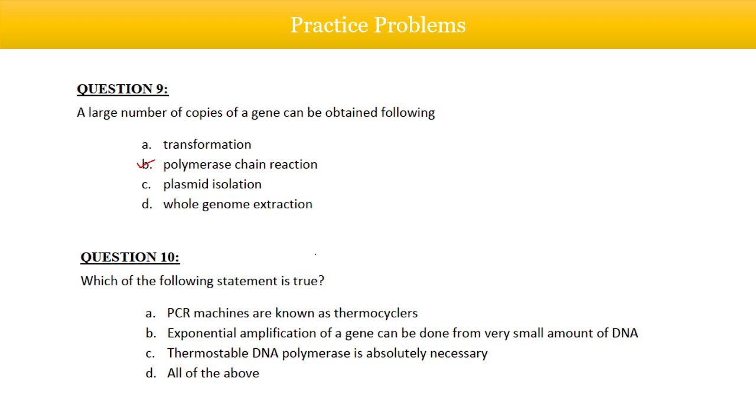Question 10. Which of the following statements is true? PCR machines are known as thermocyclers. Exponential amplification of the gene can be done from a very small amount of DNA. Thermostable DNA polymerase is absolutely necessary, or all of the above. Yes, PCR machines are also known as thermocyclers because they modulate the temperature. Amplification of the gene can be done. That is correct. And thermostable DNA polymerase is absolutely necessary. So all three are correct.